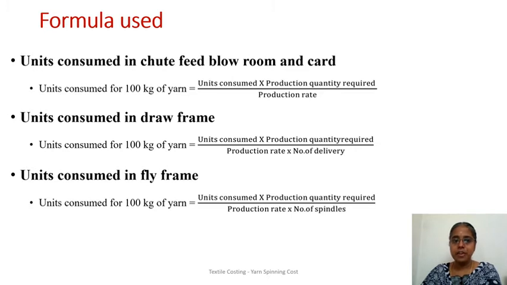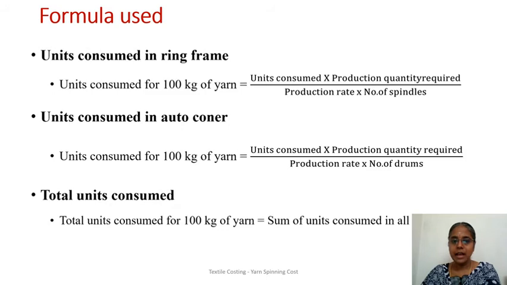If it is a draw frame, then it is based on the number of deliveries. If it is a 2 delivery machine, then in the divisor you have to multiply the number of deliveries, and if it is a fly frame, into the number of spindles, and if it is a ring frame, also in the denominator the number of spindles, and for units consumed in the auto coner, in the divisor you have the number of drums.